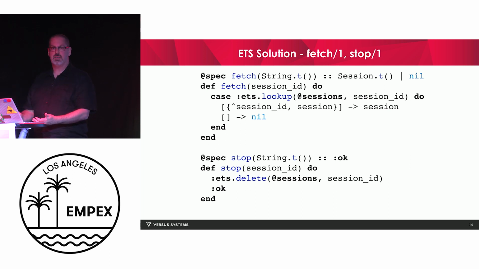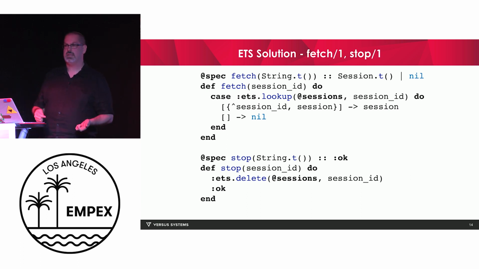And if it doesn't find it, it will be an empty list. So we'll return the session or we'll return nil. Stop will simply tell ETS to delete that record out of the ETS table by giving it that ID. We do a lot of this in our system as well.